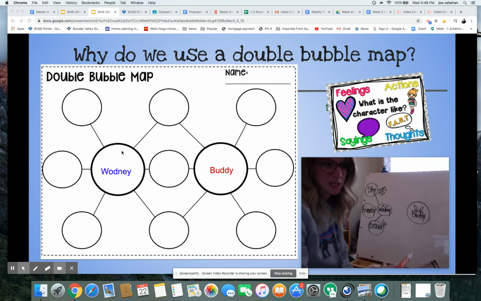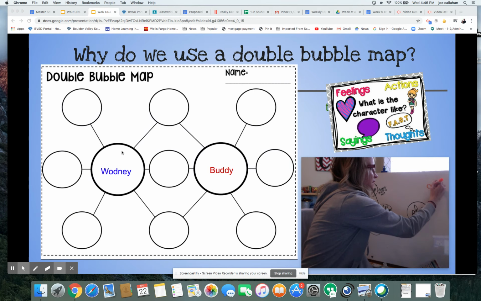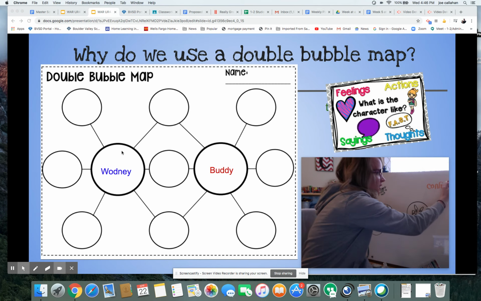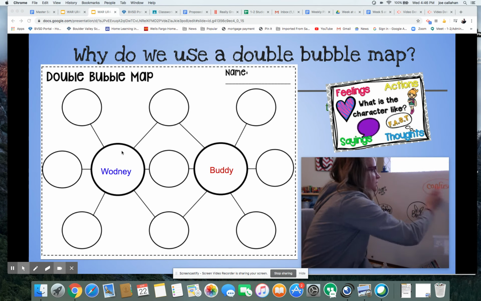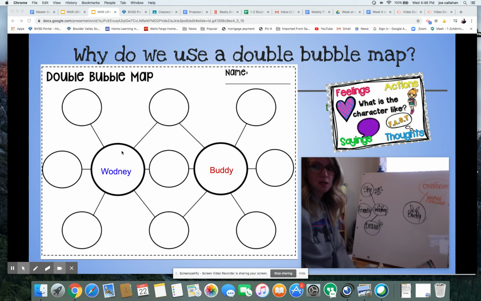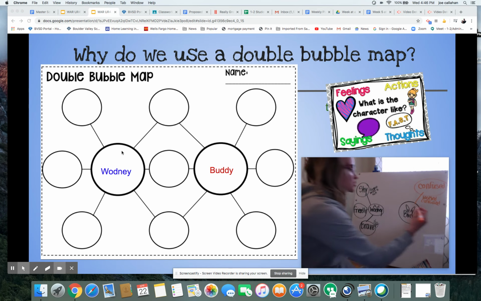Yeah, I think he was confused. I noticed in the picture clues that he kept looking at his parents like, why? What did I do wrong? I followed your directions. So he looked confused. That's my text evidence. I also would describe Buddy as distracted. I never saw Wadney being distracted. Did you? No. I definitely think Buddy was distracted.